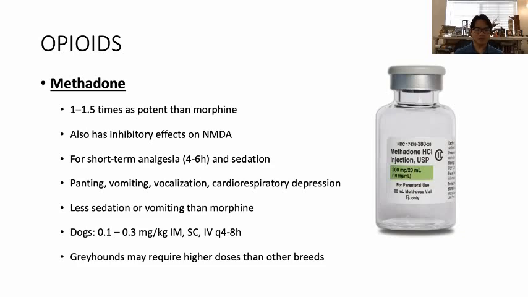The dosing for dogs is 0.1 to 0.3 mg per kg IM, sub-Q, or IV every 4 to 8 hours. Greyhounds may require a higher dose than other breeds. You probably know that Greyhounds are kind of special when it comes to anesthesia and pain management, because they may not respond well to the normal dose of analgesia or anesthetics. So we always need to keep in mind that this is a breed where we need to make sure we are adjusting the dose if needed.